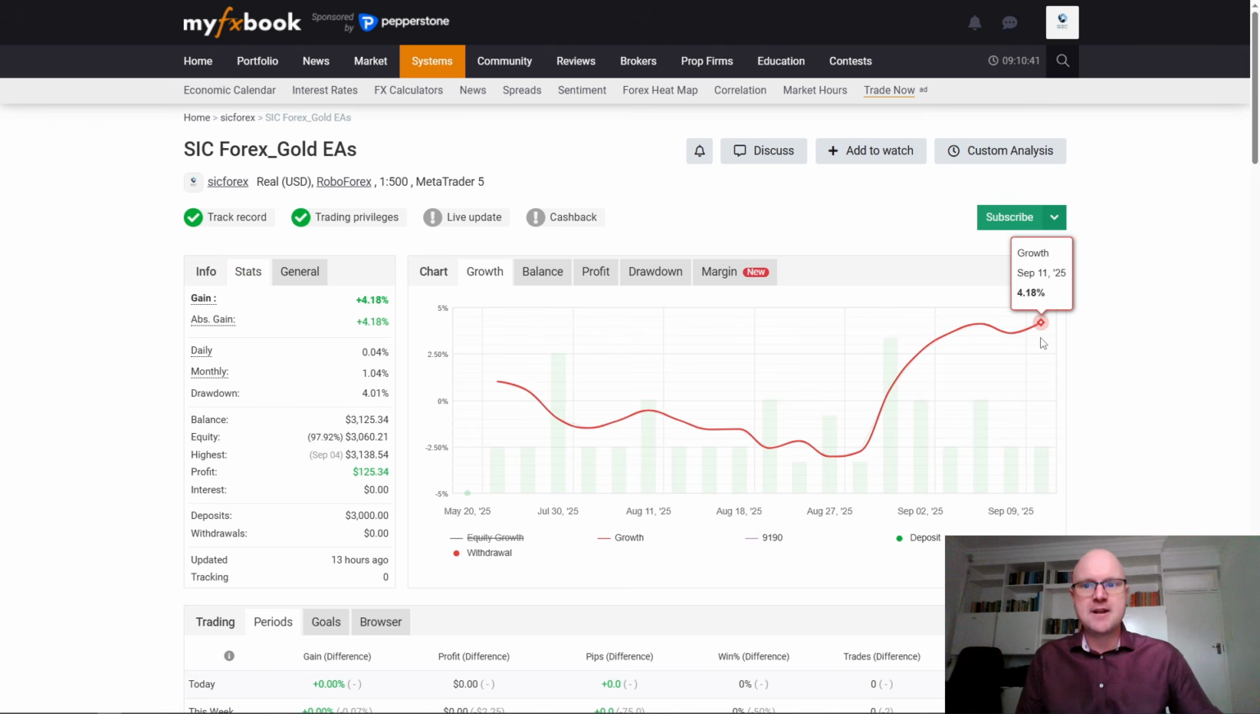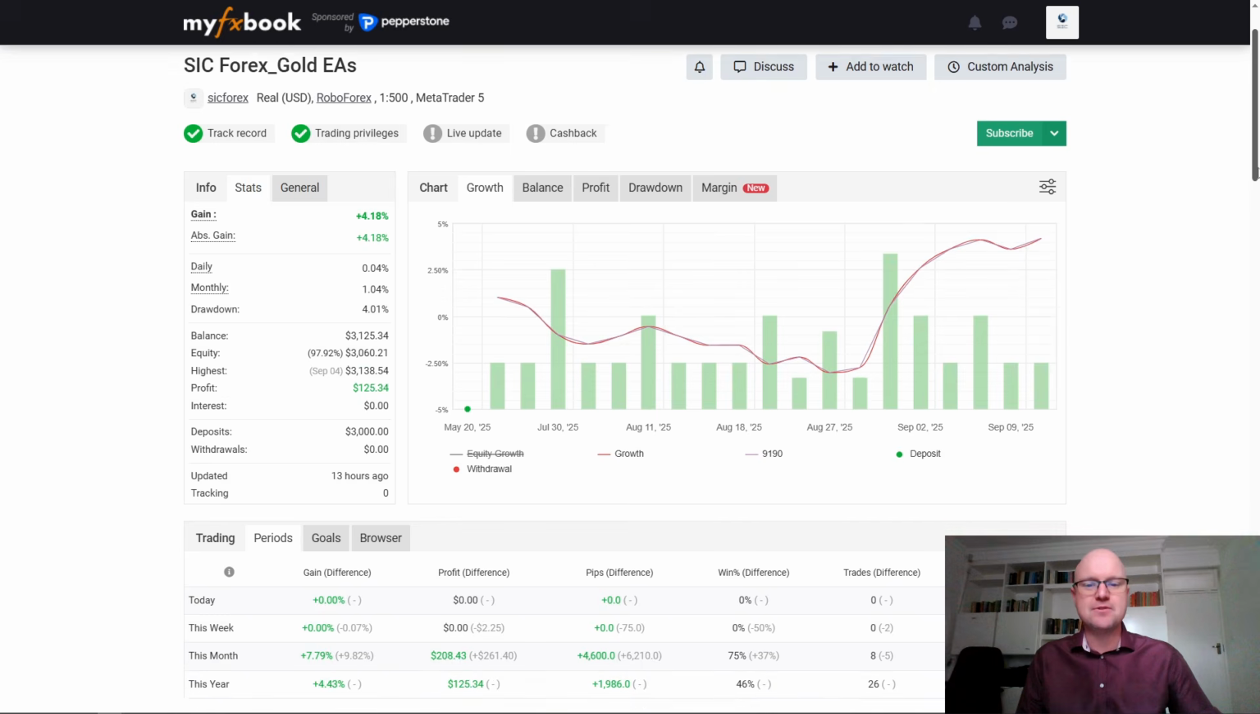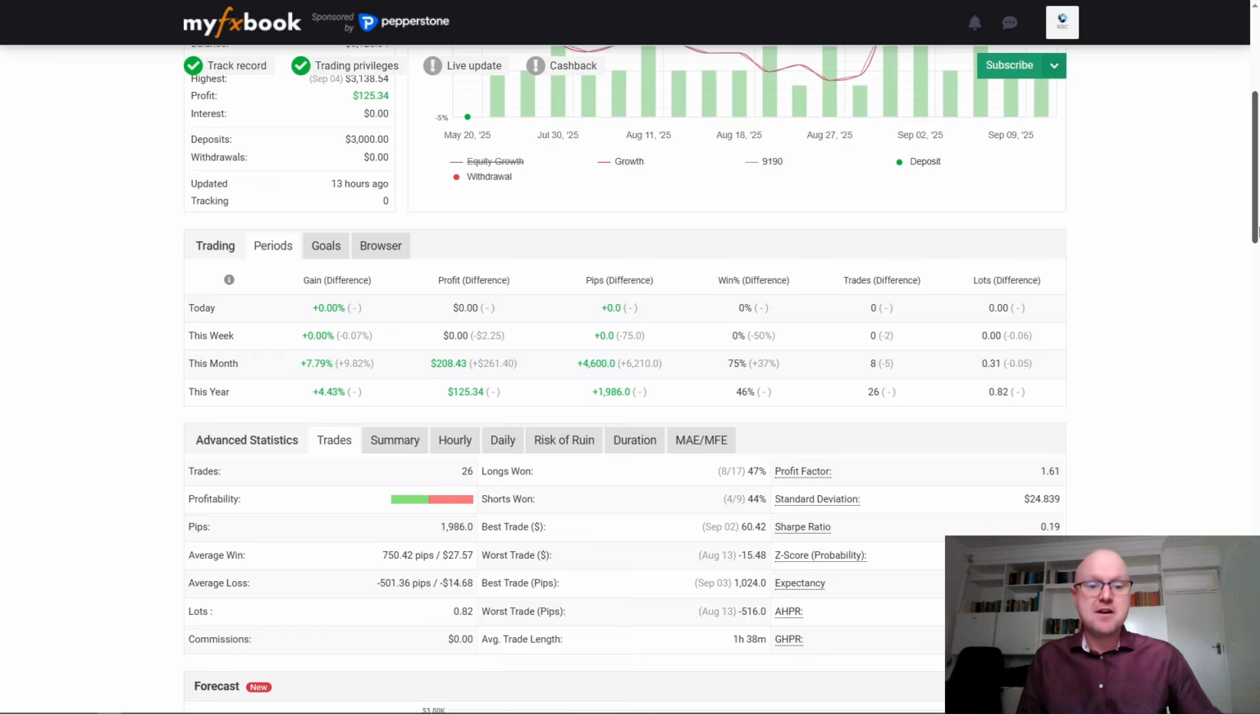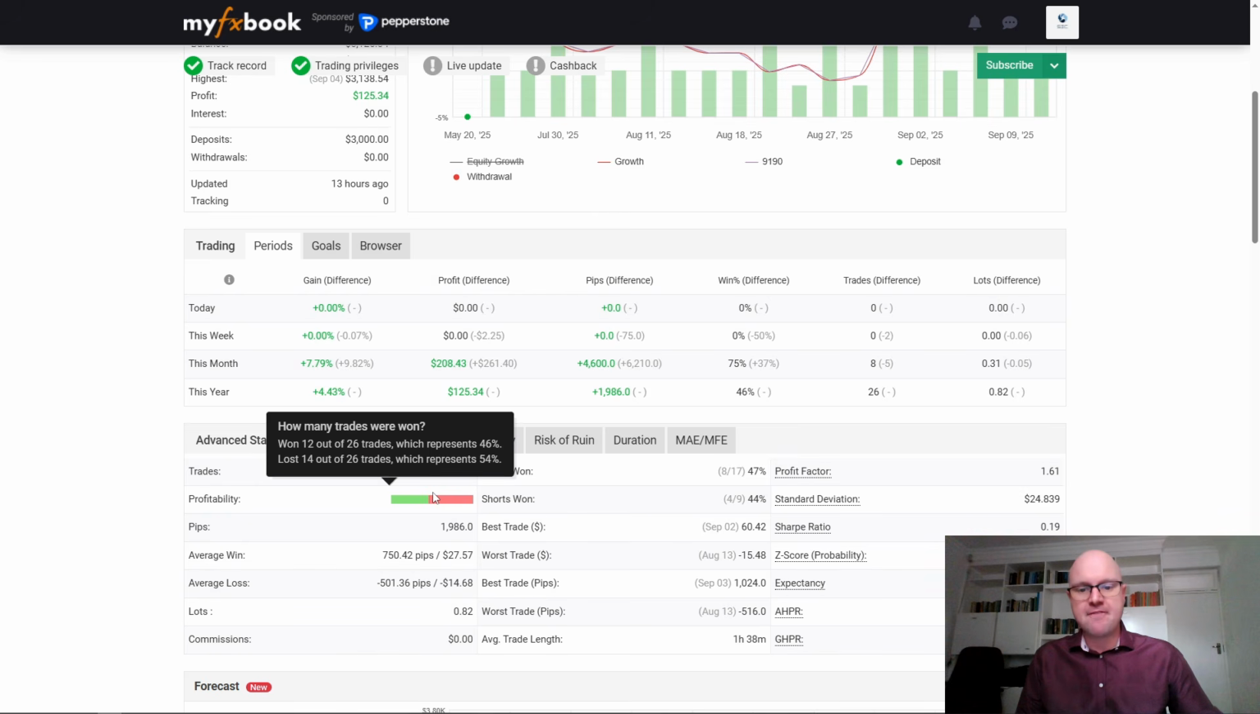Now, as we've already explored, this is a highly customizable EA, and this is just one of the many ways that you can use it live in the market. Now, using my specific configuration so far, I have a profit factor of 1.61 and only a 46% win rate, but you'll see our average win against our average loss. The average win is much higher, making up for all of those losses.